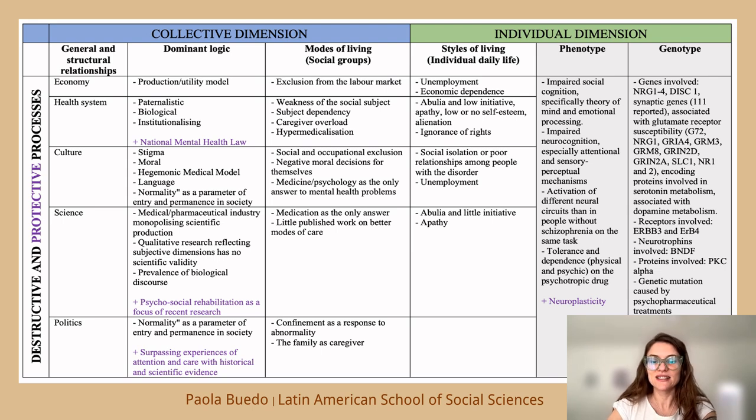dominant logics, for example, the stigma towards people with mental diagnoses, or paternalistic and biological approaches in mental health care, as well as the economic utility model, among others, that strongly and negatively affect the individual dimension, which can make those characteristics worse. And on the opposite side, if these collective dimensions provide more positive things, maybe we can improve the individual characteristics that people with schizophrenia may have, and maybe we can contribute to a better social inclusion for this group of people.